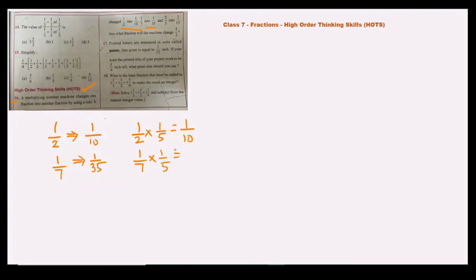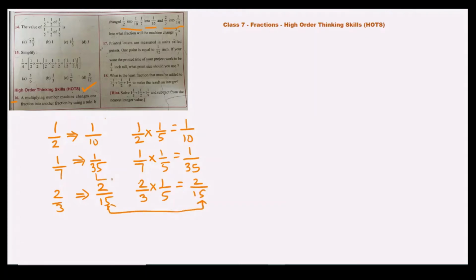This is 1 into 1 is the numerator, that is 1 divided by 35. And the third one, 2 by 3, is changing into what? 2 by 3 is changing into another fraction, 2 by 15. How is it possible? 2 by 3 is the original fraction. If I multiply this with 1 by 5, the numerator is 2 into 1 is 2, the denominator is 3 into 5 is 15, so it is becoming 2 by 15, like this, right?